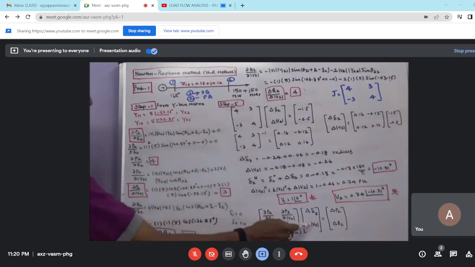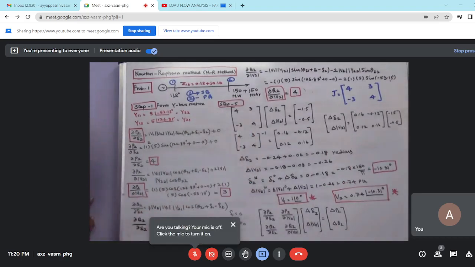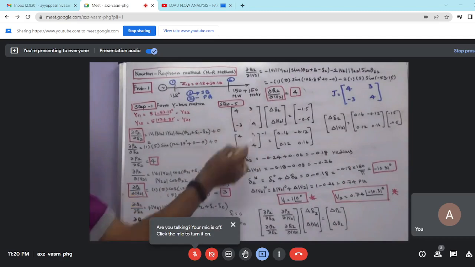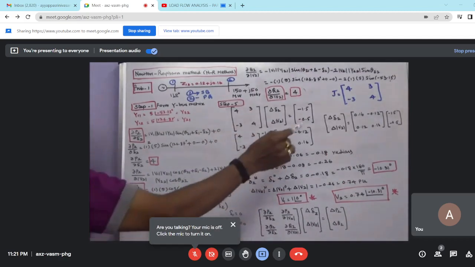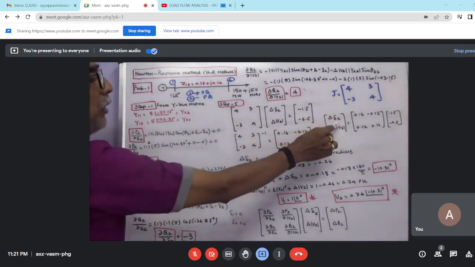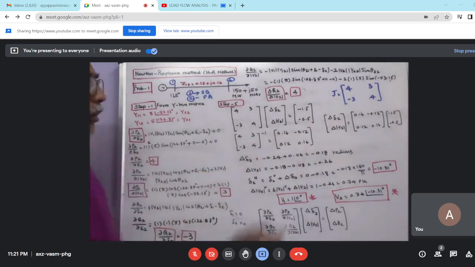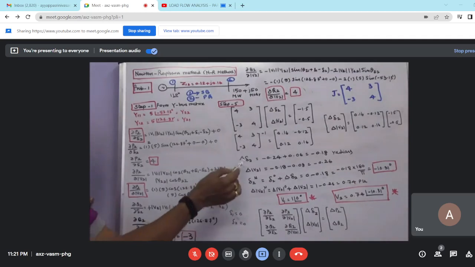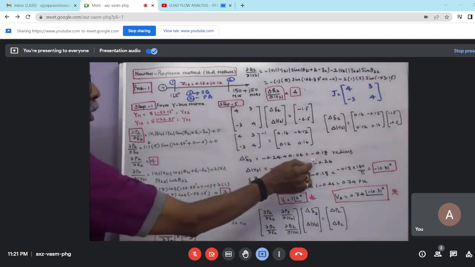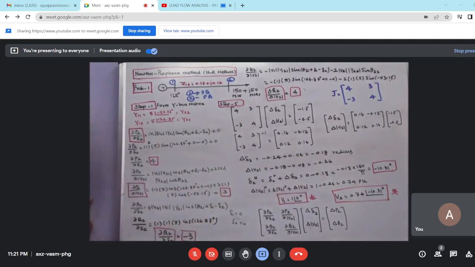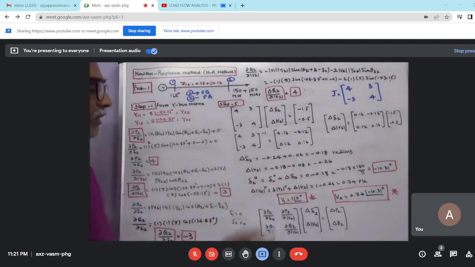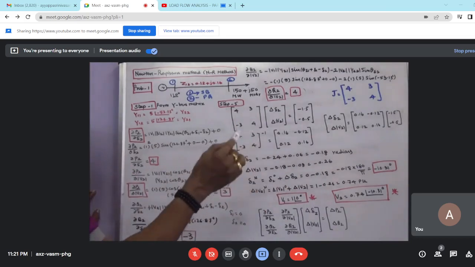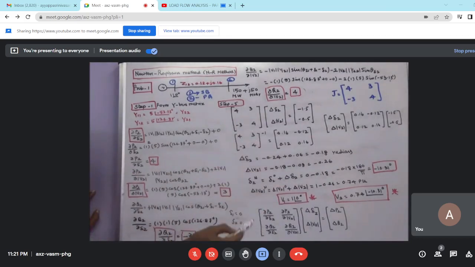Step 5, I rewrite the matrix like this. Next, I have to find the inverse of this matrix. This is the inverse of this matrix. Now I can easily calculate del delta 2 and del modulus of V2. So the delta 2 value is minus 0.18 radians. The change in modulus of V2 value is minus 0.26. The old values are 0 and 1.